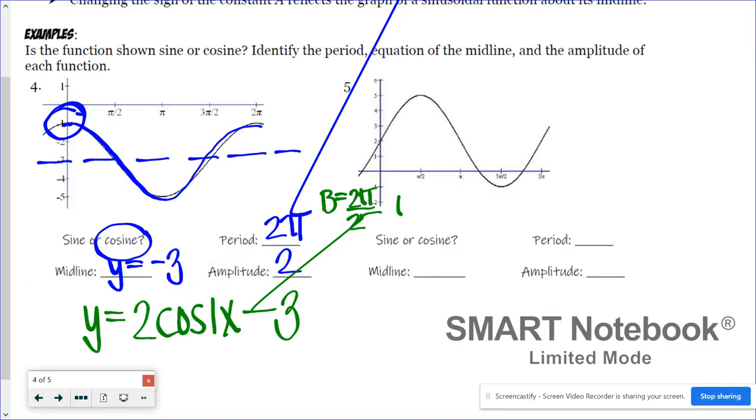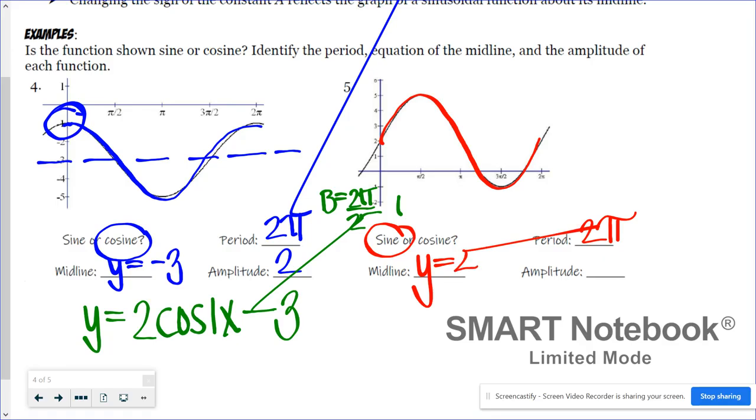Right, sine or cosine? Well, I like this point right here on the y-axis. So since it's at the midline, I'd say it's sine. And it has not been flipped because sine usually increases and then it decreases and then it comes back to its midline. So there I just highlighted 1 cycle of sine. So it has a period of 2 pi. The midline, I can see the midline to be 2, so y equals 2. And the amplitude is that height between the midline and the max. So from 2 to 5, so that's 3.